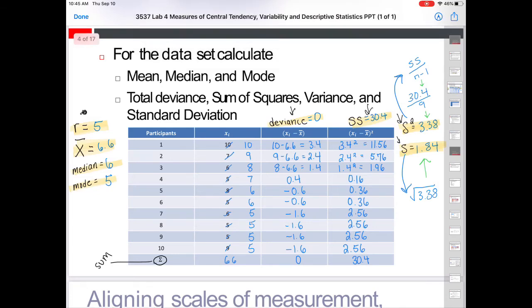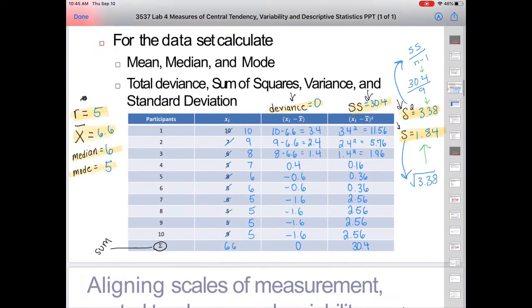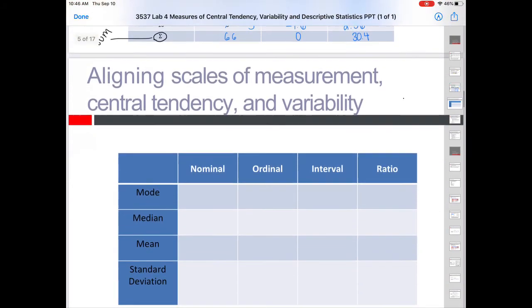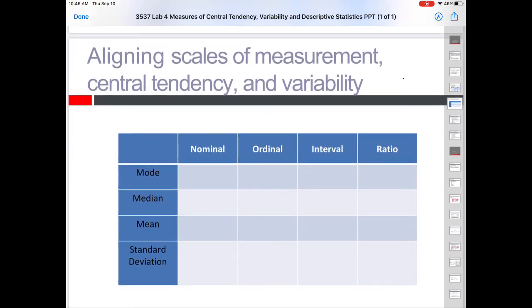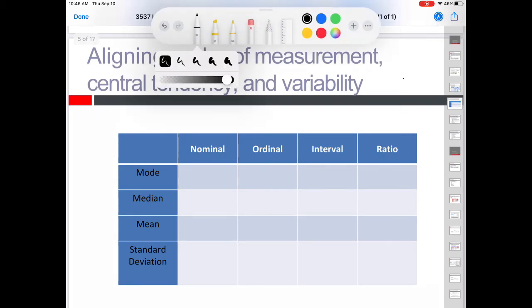So if we move on, we're going to continue to align our scales of measurement, central tendency, and variability. For this table, this is something that you might want to save to use both in lab and to study for your exam. I'm not sure, I think it could possibly show up on the exam, but it's definitely useful during lab time. So I'm going to go ahead and fill out this chart. You can screenshot it and fill it out as well.